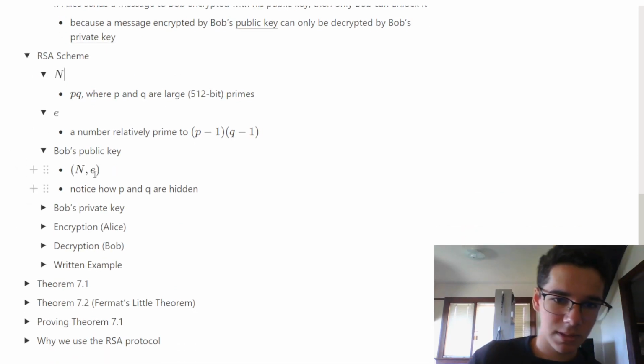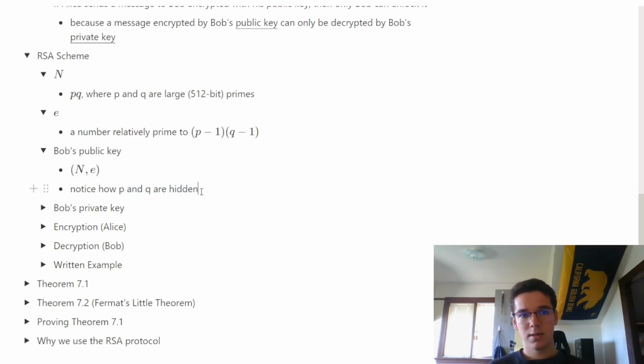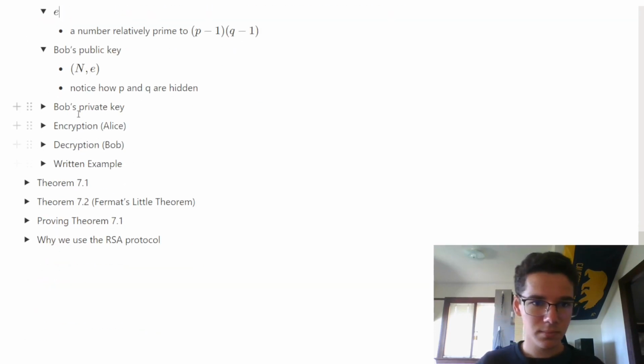Okay, so how do we put this in terms of the RSA protocol? Well, Bob's public key is going to consist of n and e. And notice how p and q are hidden. P and q are used to create n and e, but you can't just go backwards from n to get p and q, or go backwards from e to get p and q. And we'll sort of see why this is hard in a little bit.